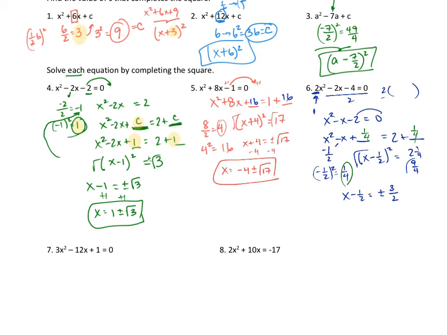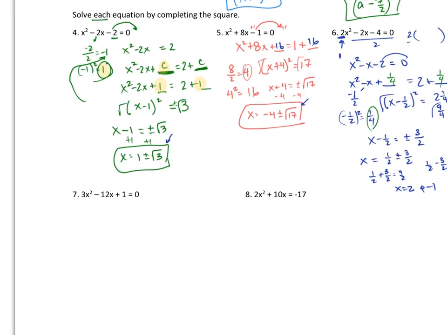So I'll get that. Now I can add 1/2 to each side. And on this one, I can simplify it a little further. On these, notice you had a square root, so you really couldn't do much with it. But on these, I can simplify it a little further. I could say 1/2 plus 3/2, which would give me 4/2, which is 2, so x equals 2. And then the other one would be 1/2 minus 3/2, which would give me negative 2/2, which is negative 1. So now let's move on to number 7.